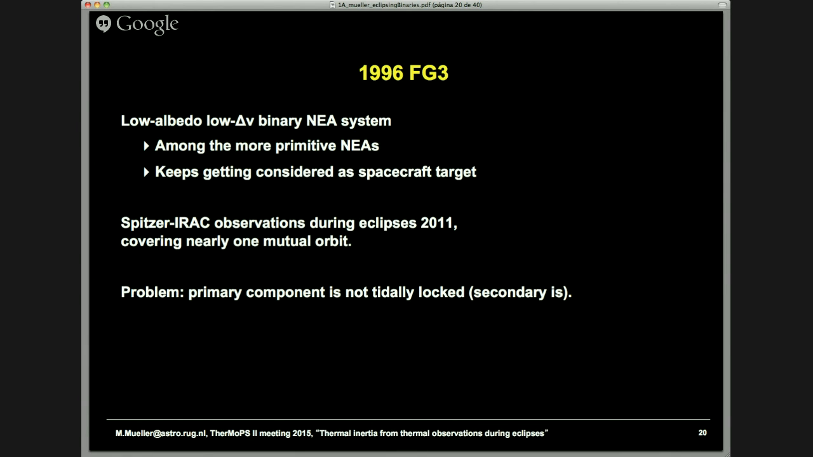The problem there is that it's not such a nice, well-behaved cookie system where they do this Pluto-Charon doubly tidally locked thing. There's only singly tidally locked, if that is even a term. So the primary rotates faster than the secondary and the mutual orbit. But the secondary rotation and the mutual orbit are locked to one another. So this is more like Earth and Moon.